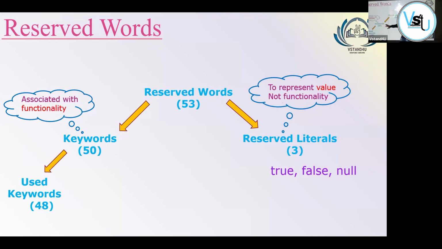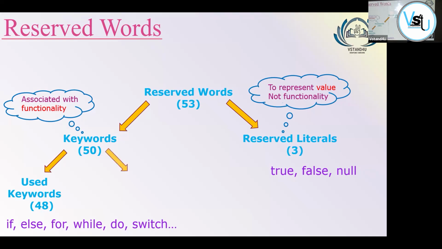And the total, if I need to further classify, out of 50, 48 are used. 2 are there which are not being used. We'll see. These are the used ones: if, else, for. Have you heard these names? You know, right? If you don't know, we will discuss. These are the syllabus we will discuss. Next topics are there. A few of them are not used.